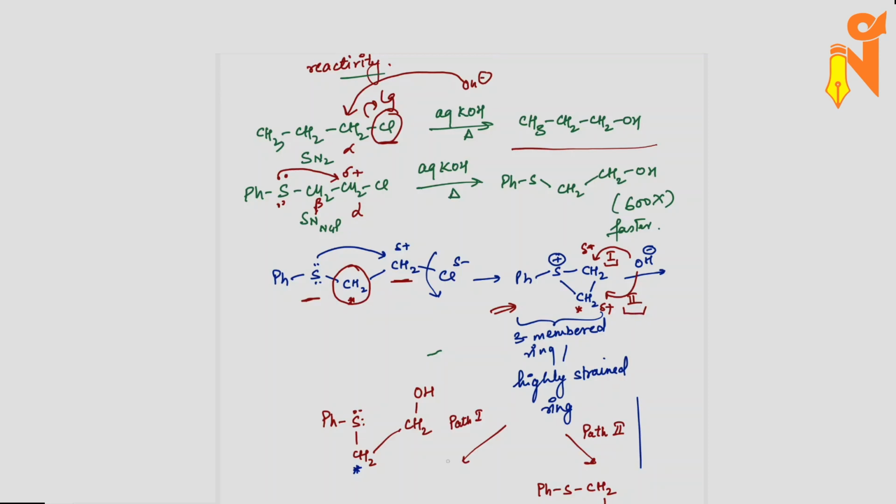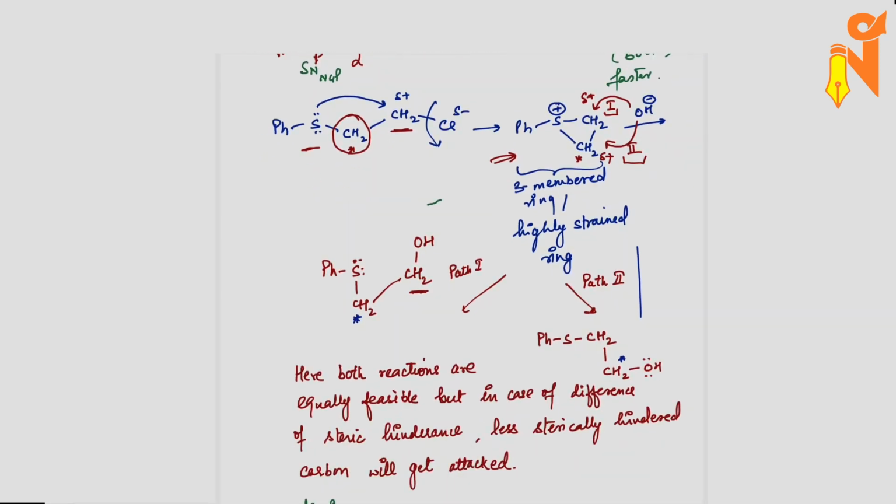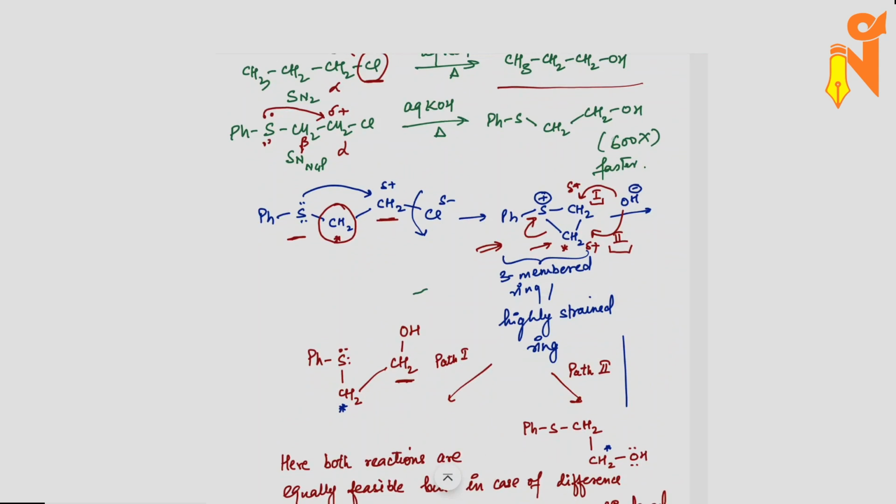If it attacks through 1, then this carbon is going to get OH and this star marked carbon is still intact at its place where it was. But if it attacks according to path 2, then what will happen? Then in that case, this carbon is going to get the OH, the bond is going to cleave from here, and this will look like PhCH2CH2*OH. So that means I don't have only one answer for this reaction, that is this.